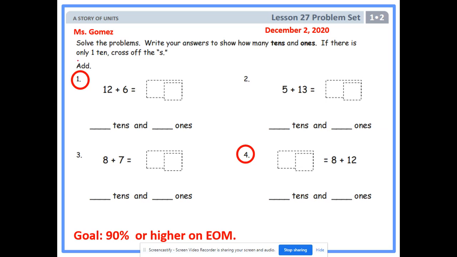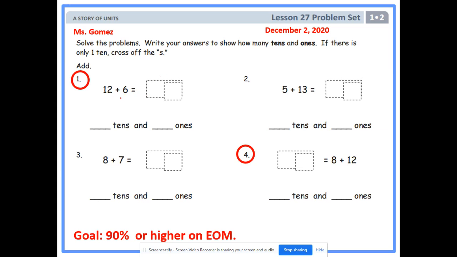Ready? I'm going to read the instructions and we're going to work out problem 1. It says solve the problems. Write your answers to show how many 10s and 1s. If there is only one 10, cross off the S, just like Ms. Gomez did on one of the problems. So look at number 1. We have 12 plus 6 equals, and then we write our solution.